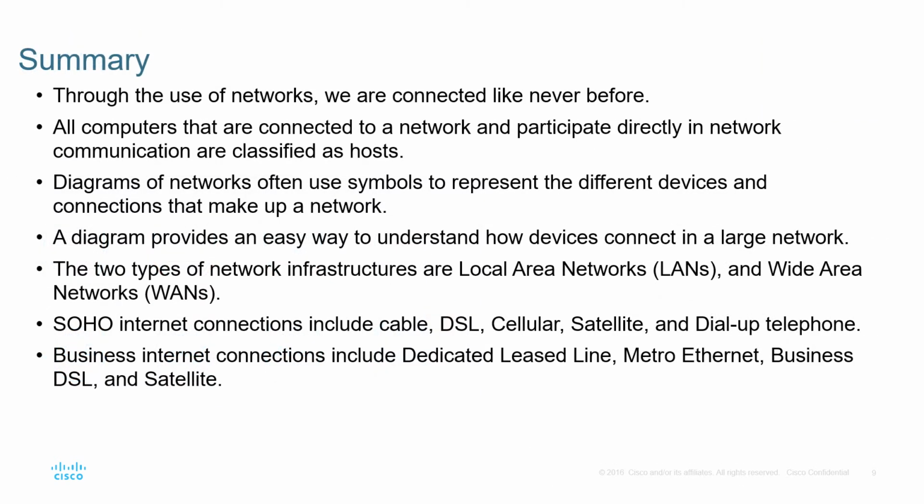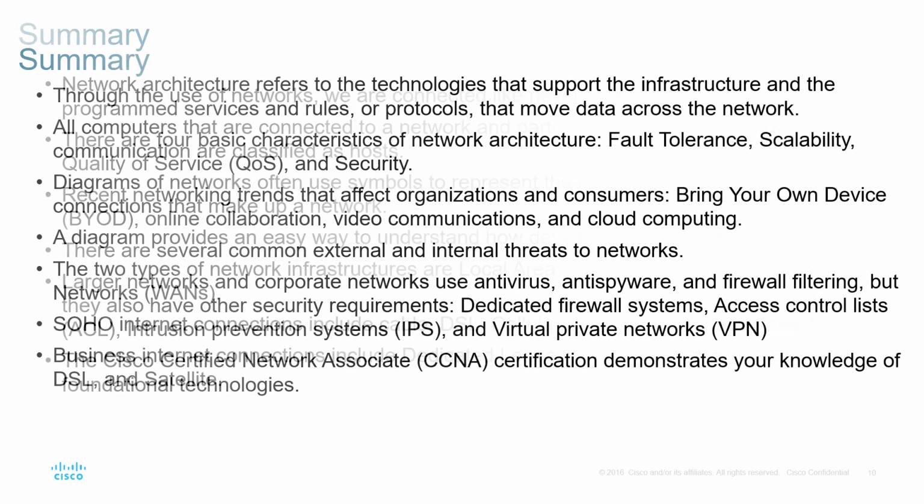As a summary for this chapter, through the use of networks, we are connected like never before. All computers that are connected to a network and participate directly in network communications are classified as hosts. Diagrams of networks often use symbols to represent the different devices and connections that make up a network. Diagrams provide an easy way to understand how devices connect in a large network. And we have two types of network infrastructure: local area network and wide area network. Samples of internet connections include cable, DSL, cellular, satellite, dial-up phone. For business internet connection, we have dedicated leased line, Metro Ethernet, business DSL, and satellite.